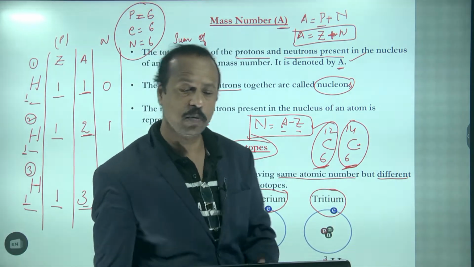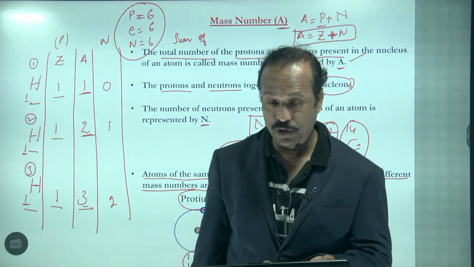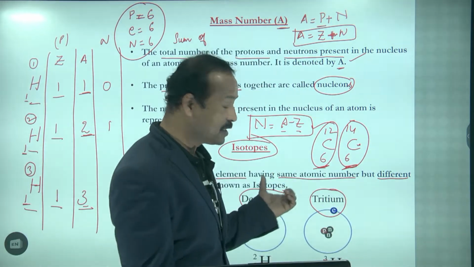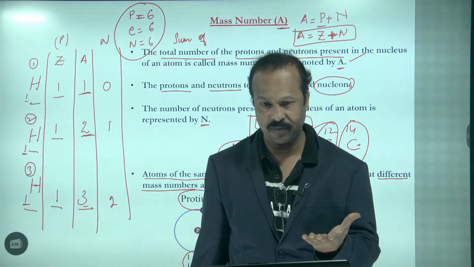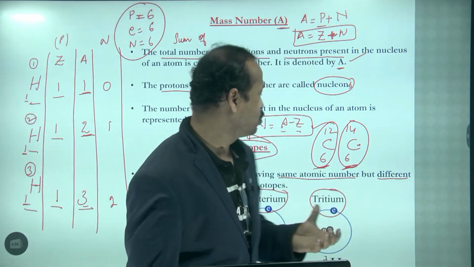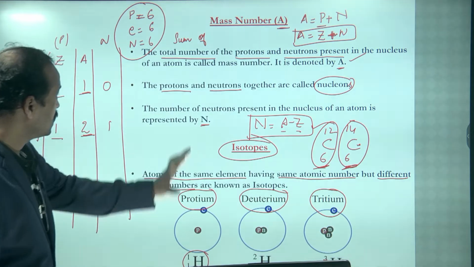So like this, so many elements are there. They have very good uses. Like uranium is there. Uranium also has isotopes. Uranium is used in nuclear reactors. So like this, so many uses are there. So this is about the isotopes.